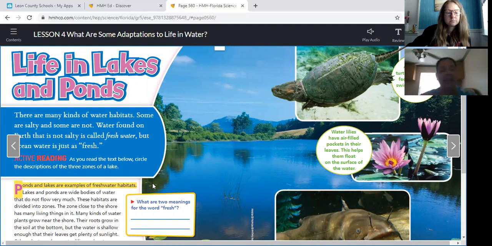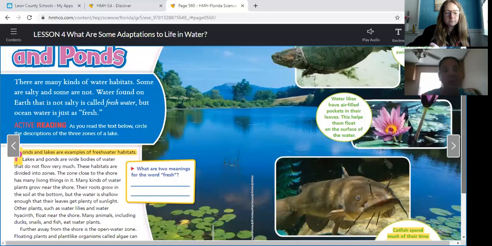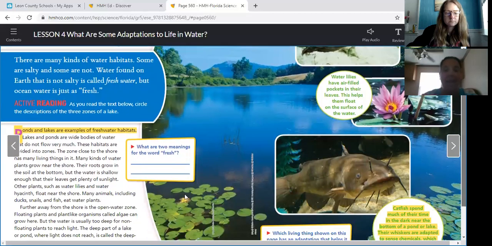Ponds and lakes are examples of freshwater habitats. Lakes and ponds are wide bodies of water that do not flow very much. These habitats are divided into zones. The zone close to the shore has many living things living in it. Many kinds of water plants grow near the shore.